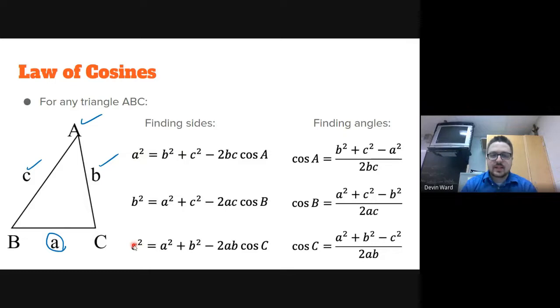Okay. So same thing with c squared. We have c squared equals a squared plus b squared minus 2ab cosine of C.